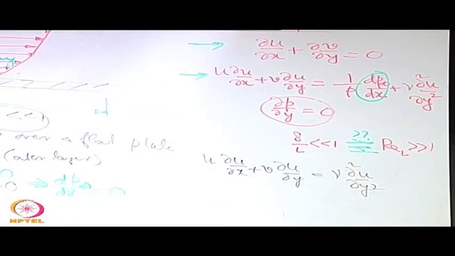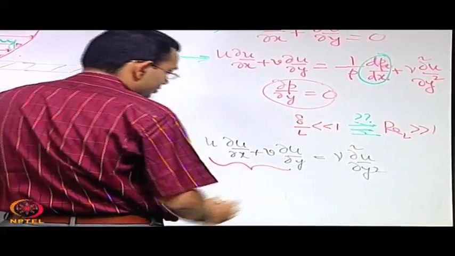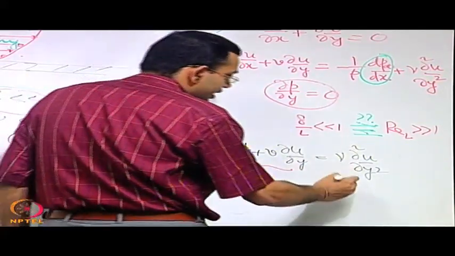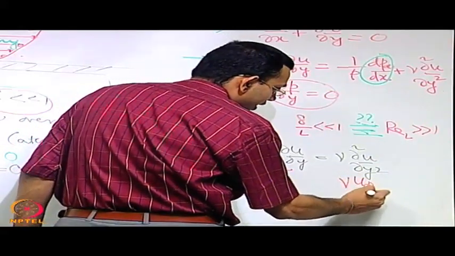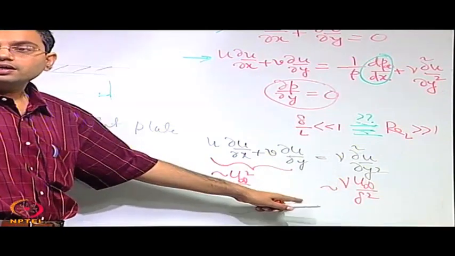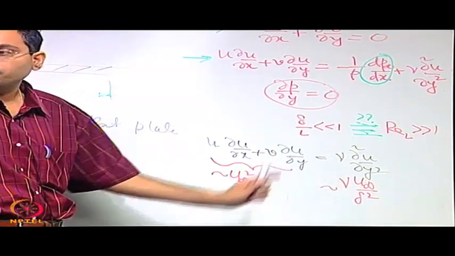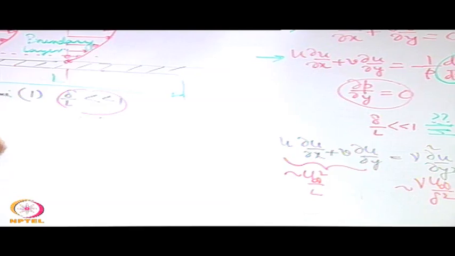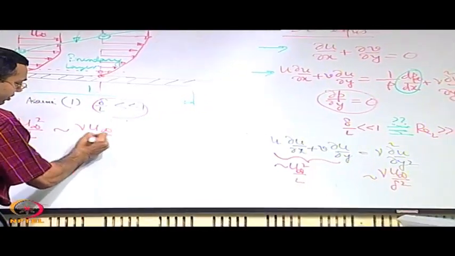okay. So if you write the order of magnitudes of different terms here, the left hand side order of magnitude is u infinity square by L and the right hand side is nu u infinity by delta square, right. If this equation has to be important, then the order of magnitude of left hand side and right hand side has to be the same, otherwise these terms cannot nullify each other. And therefore the important conclusion that we have from that consideration is that u infinity square by L is of the order of nu u infinity by delta square.